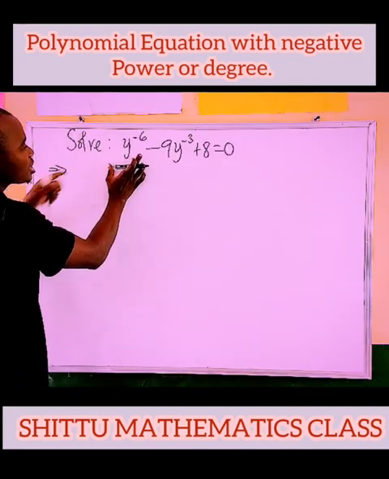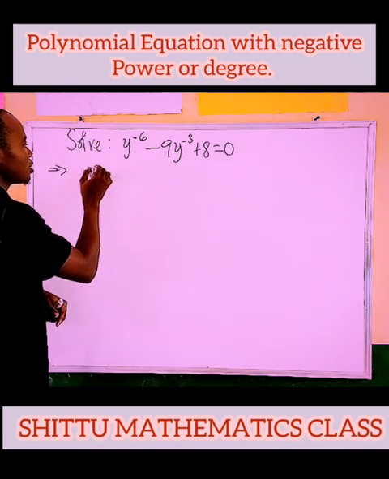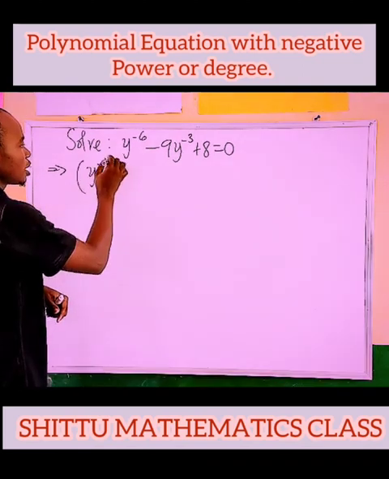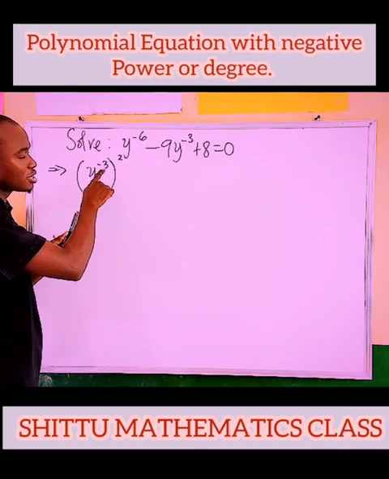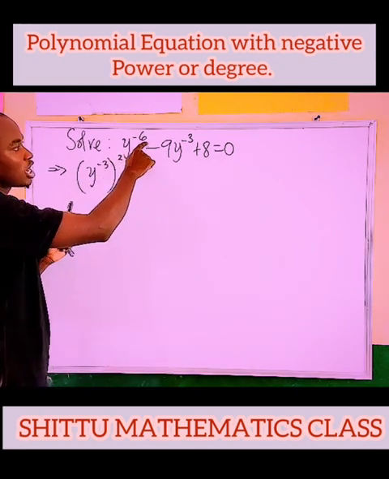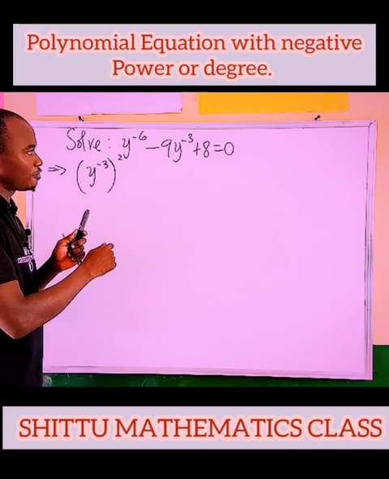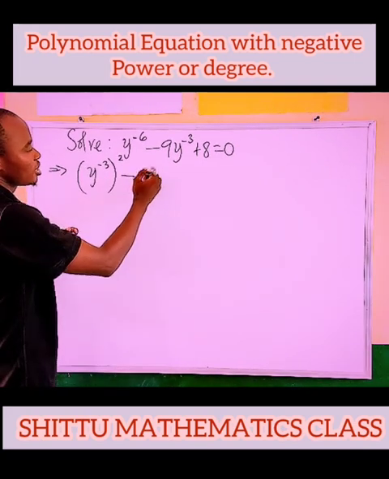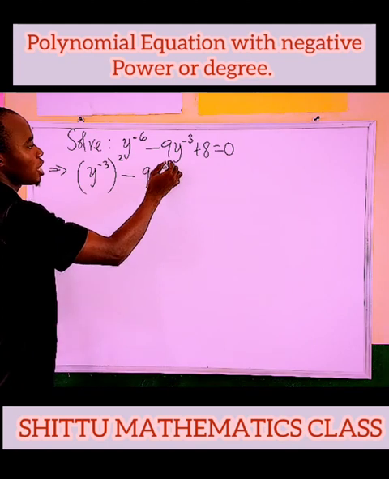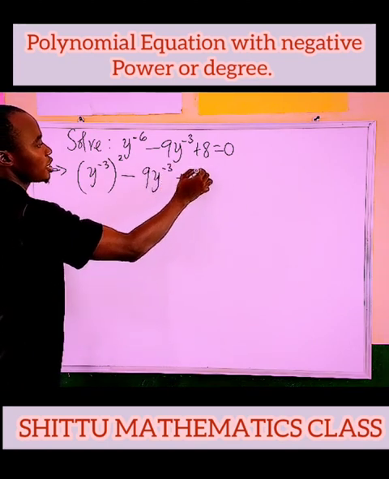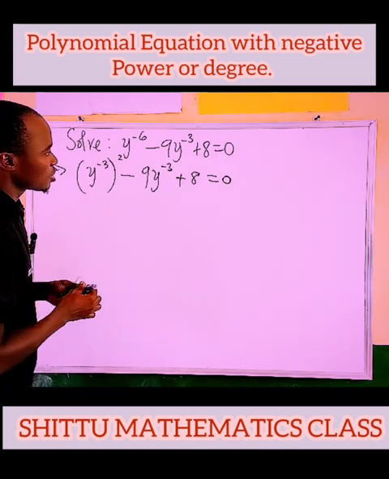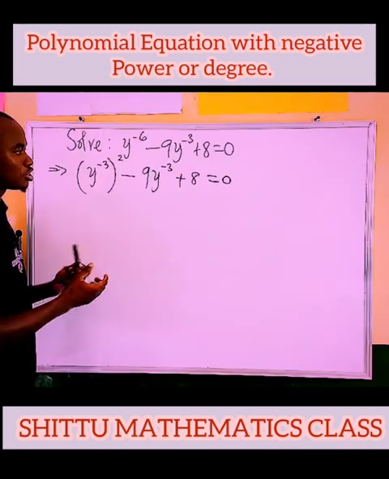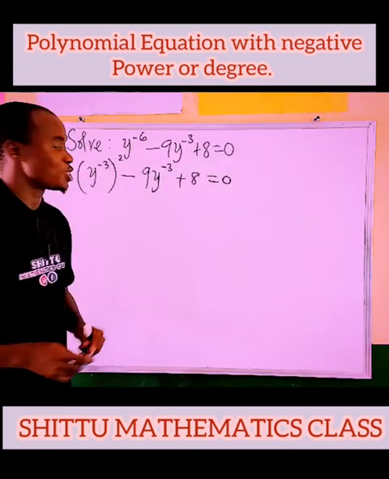We can have this first term to be minus 3, to the power 2. Because when you multiply this minus 3 by 2, we are going to have minus 6. Are you following? So minus 9 y to the power minus 3, then plus 8 equals 0. I believe you are following. So from here, what's the next thing to do? We are still going to use substitution.